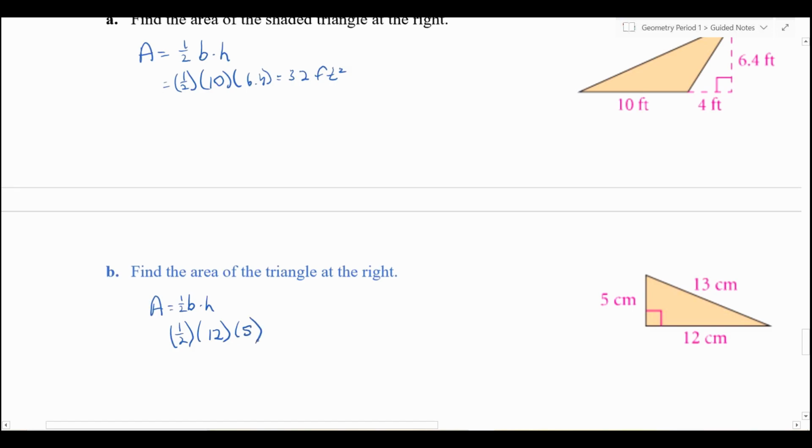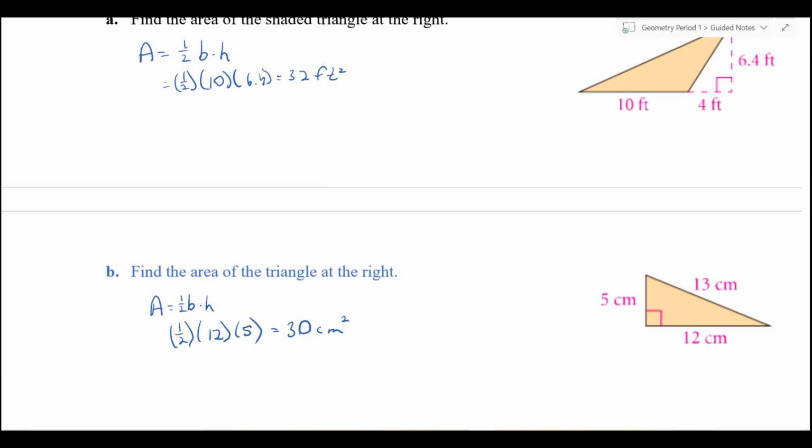All right, so we multiply all of those together, and we get 30. But it's not just 30, it's 30 square centimeters. And that is this one. Hopefully you got the same as I did.